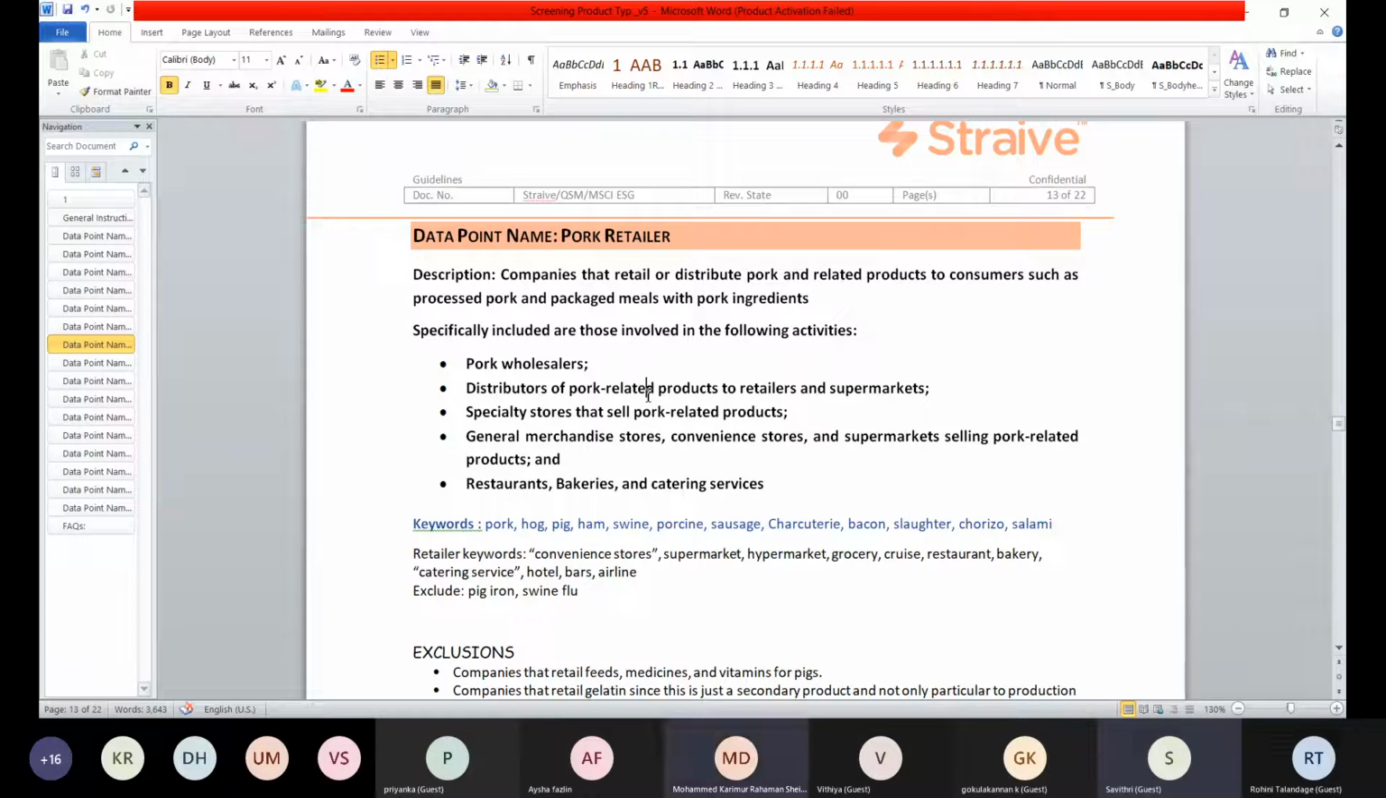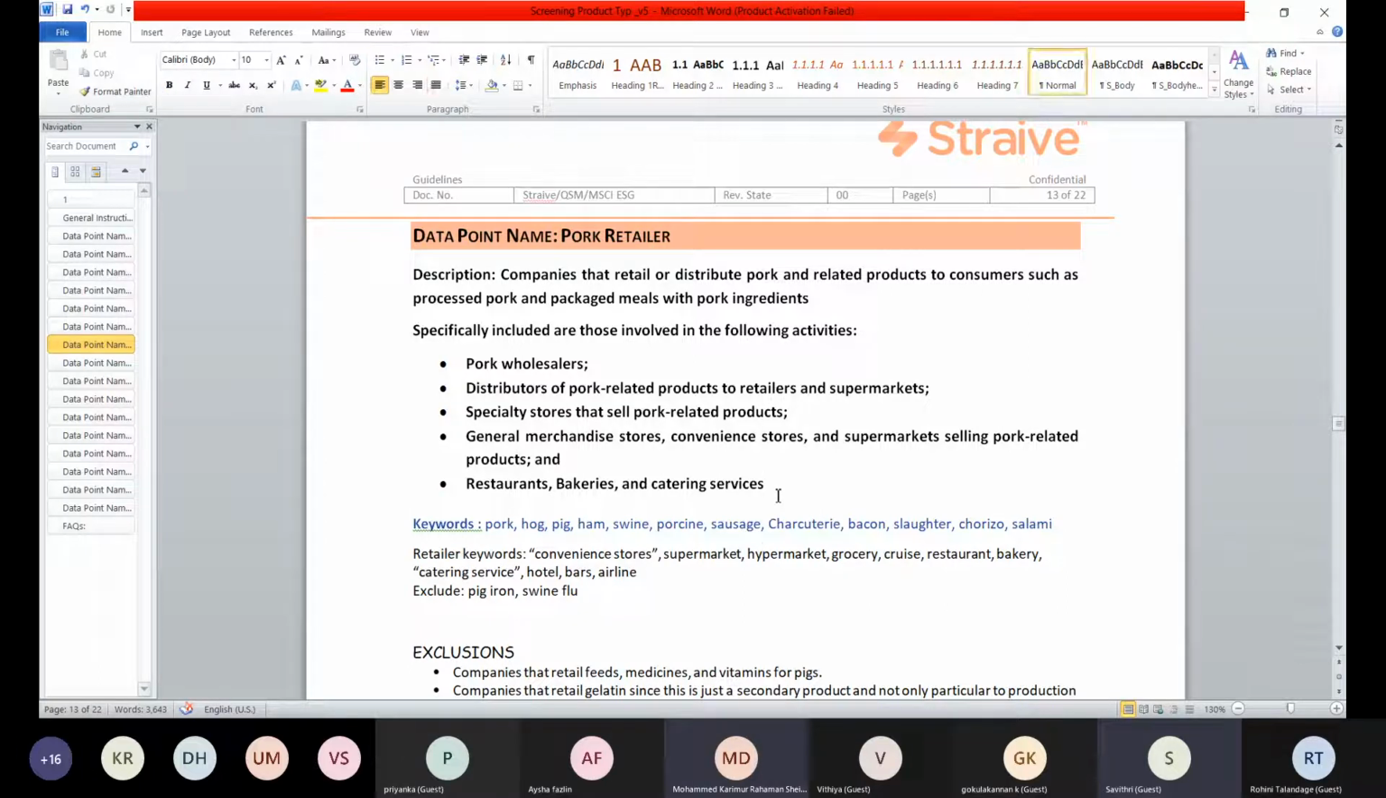These are the exclusions where you should mark it as no. If they are pork wholesalers, then definitely they will not be a retailer, so it should be no. If they distribute pork related products to retailers and supermarkets, because retailers and supermarkets are not the end customers, then also it should be marked as no. And specialty stores that sell pork related products should also be considered no, unless they specifically say they are selling to their end customers.